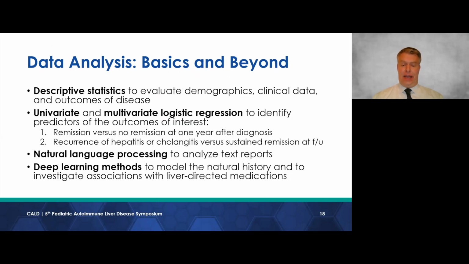To analyze the data, we will first use descriptive statistics and then logistic regression to identify predictors of disease outcomes. In addition, we hope to be able to use natural language processing for text analysis of narrative or descriptive data elements in the patient's medical record, and deep learning methods to help us understand the natural history of the disease and how it is changed by the drugs we use to treat it.